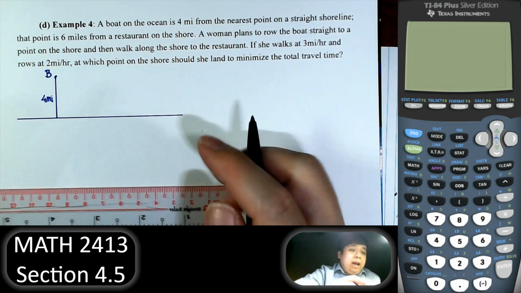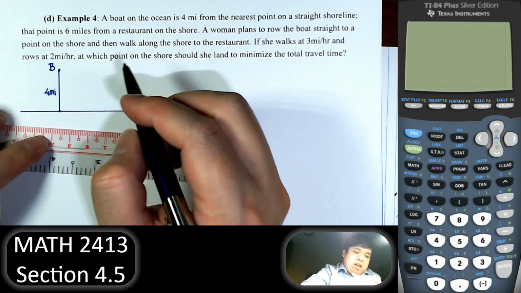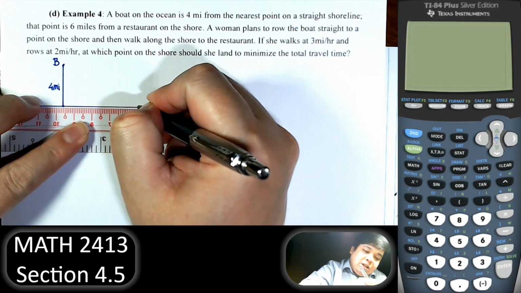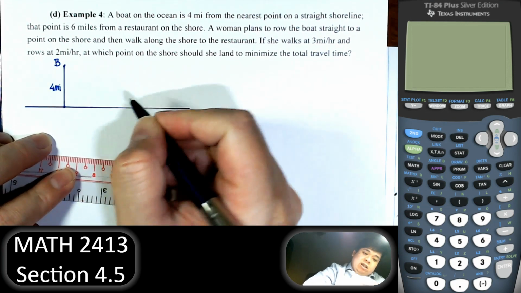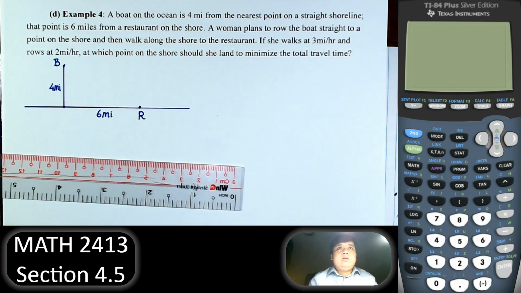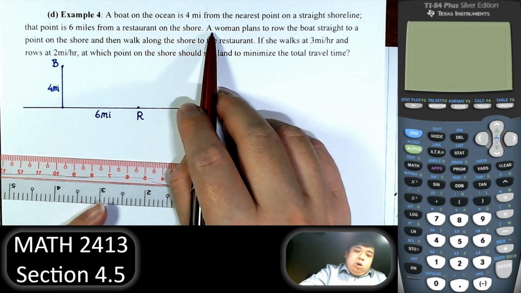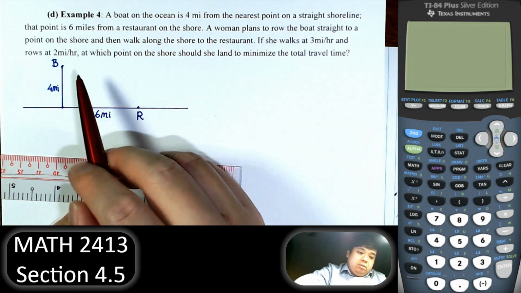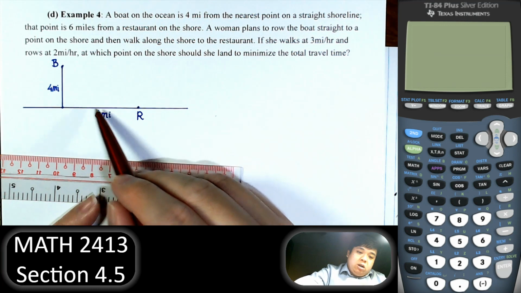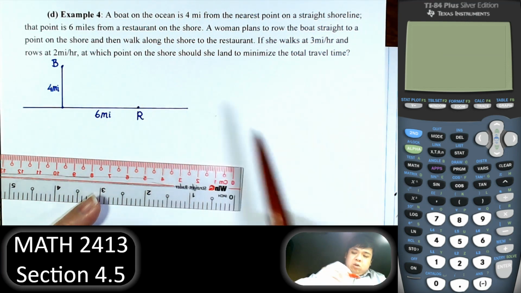Right. And that point is 6 miles from a restaurant on the shore. So let's say if we go this way 6 miles, and there's the restaurant here. That distance is 6 miles. A woman plans to row the boat. So the boat's here. She tries to row the boat to the shore and then walk along the shoreline to the restaurant. So there's a lot of options.